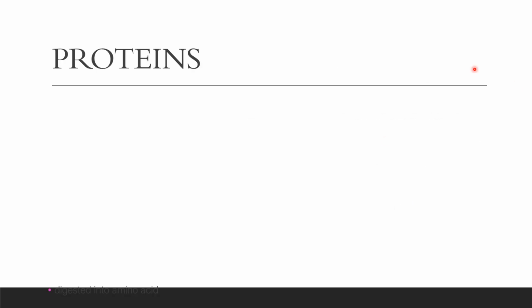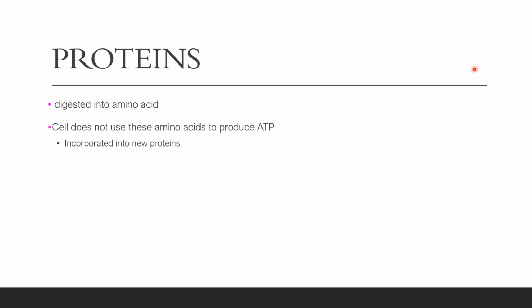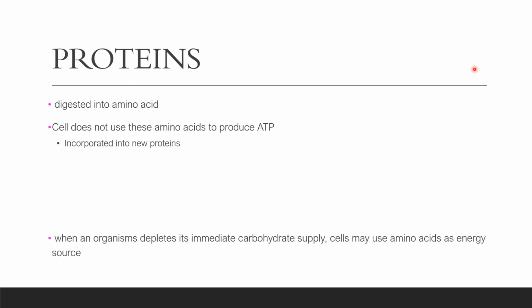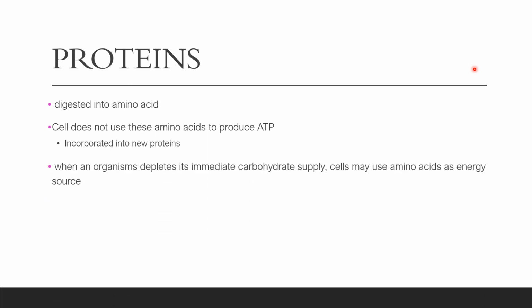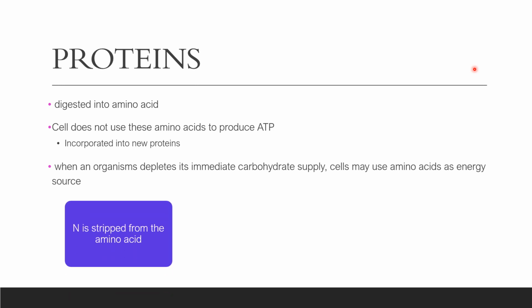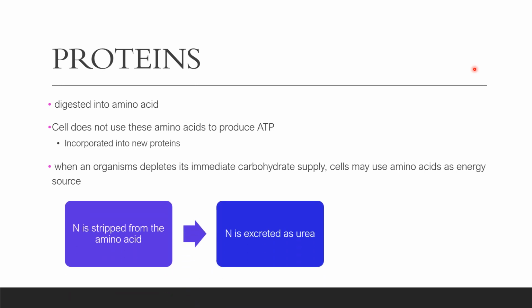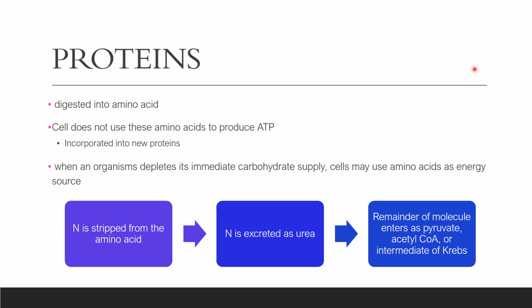Now, proteins are digested into monomers which we call amino acids, and the cell does not typically use these amino acids to produce ATP, but instead, most of them are incorporated into new proteins. When an organism depletes its immediate carbohydrate supplies, however, cells may use amino acids as an energy source. First, nitrogen is stripped from the amino acid and excreted, often as urea. The remainder of each molecule enters the energy pathways as pyruvate, acetyl-CoA, or an intermediate of the Krebs cycle, depending on the amino acid.